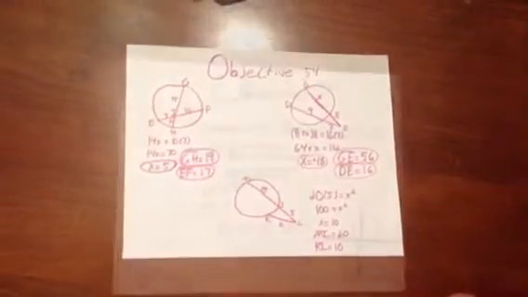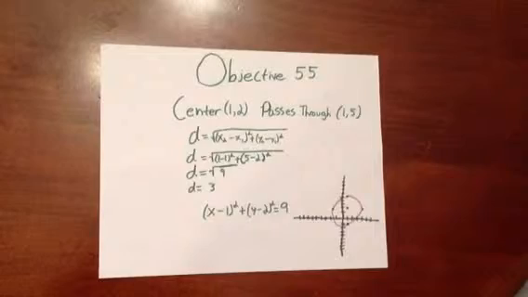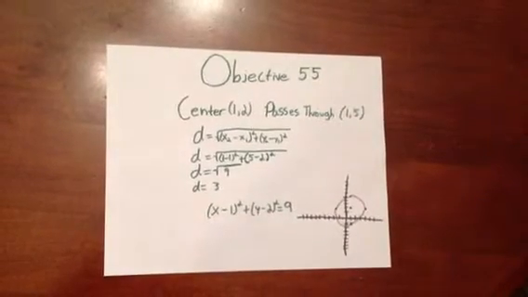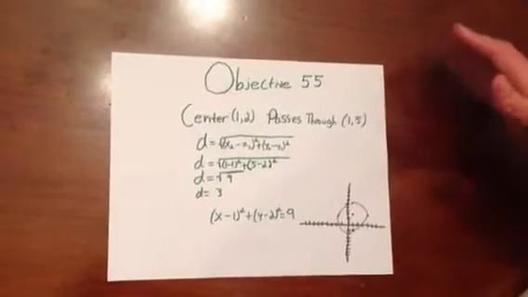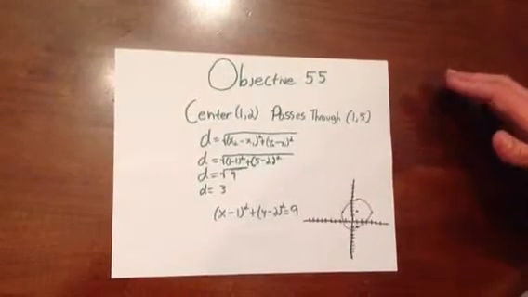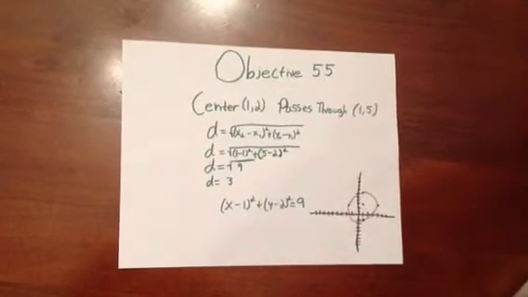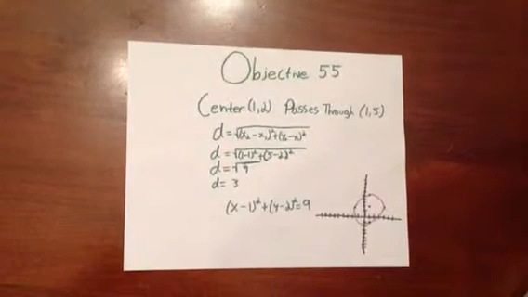And that's objective 54. Okay, finally, our fourth and final objective, thank goodness I don't have to do this anymore after this, is objective 55. Now, what we're doing in objective 55 is writing equations and graphing circles in the coordinate plane.